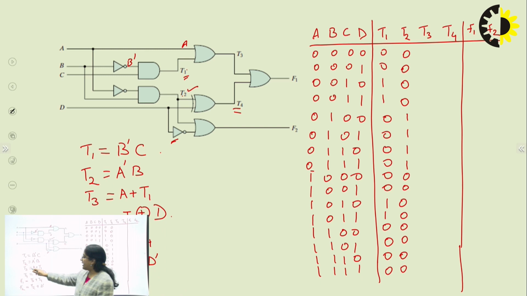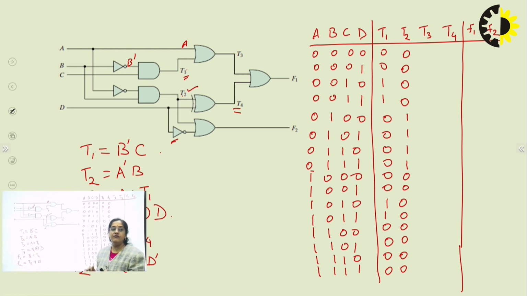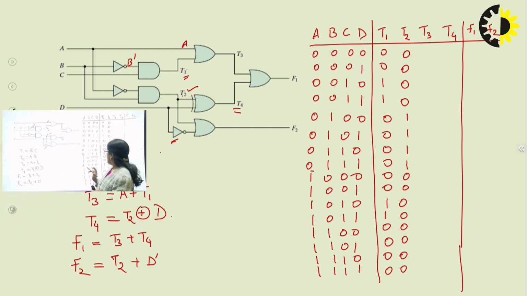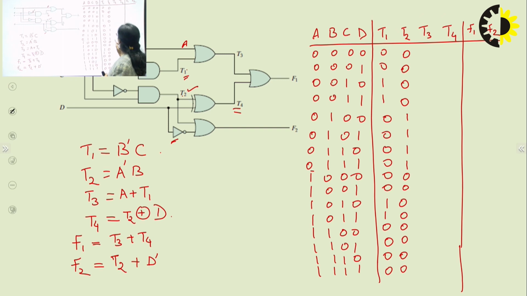Now in case of T3, if A is 1 then T3 will be 1, and if T1 is 1 then also T3 is 1. So for this combination, the last one, T3 will be 1. And for these combinations also T3 will be 1. For the rest of the combinations T3 will be 0 as T1 is 0 and A is also 0.